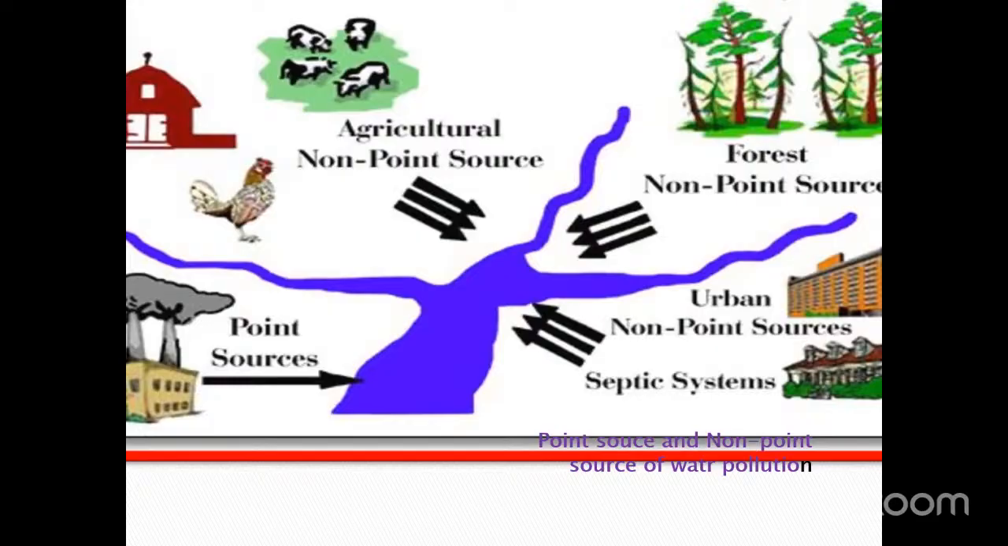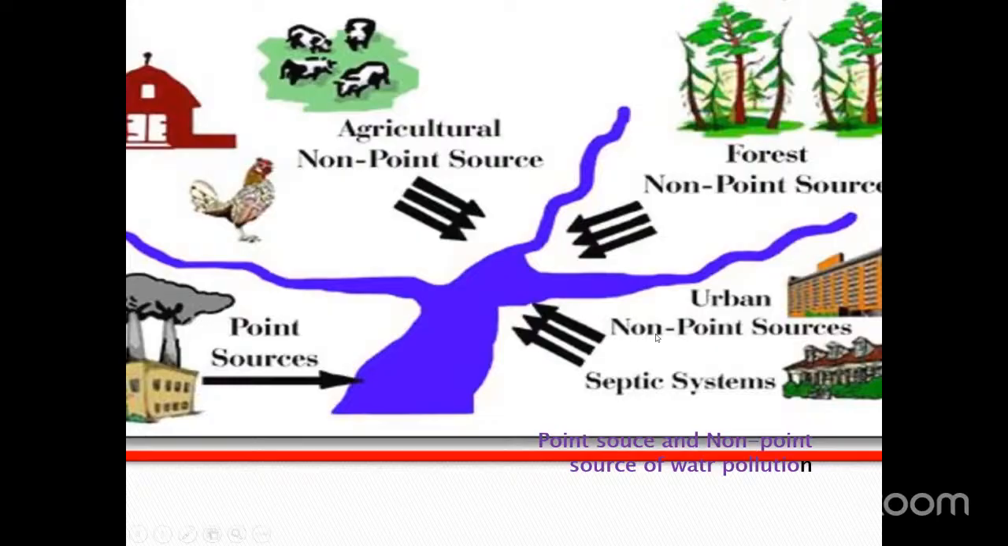The pollutants which are released from a particular place is called a point source. Non-point source of water pollution: pollutants from different places accumulate and form pollution. So the pollutants which discharge from an identifiable source, like a pipe, is called the point source of water pollution. Example, sewage outlets or factory outlets.